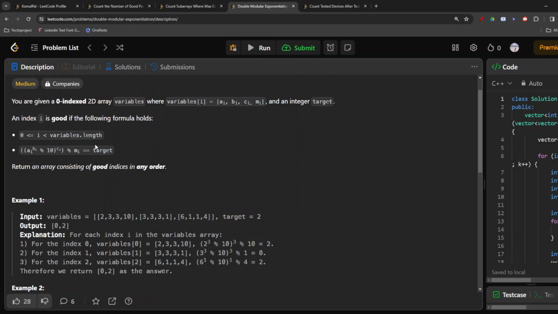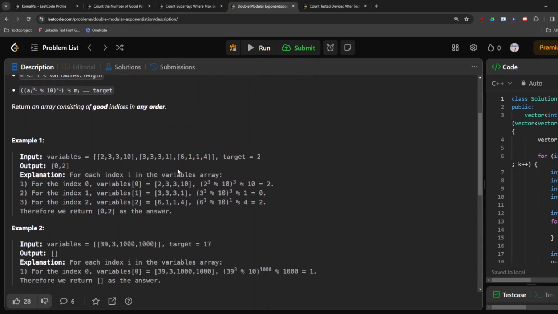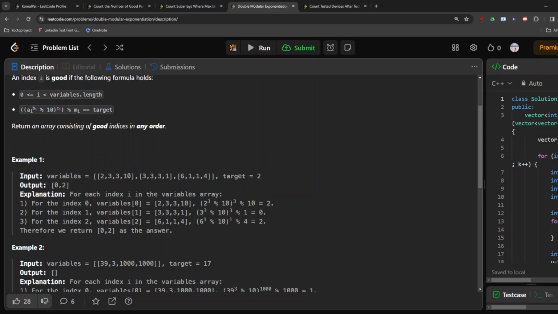So basically good indices refers to when it obeys this rule. Then it becomes a good index. Now in this first example, we are first given this at the 0th index. For index 0, variables[0] equals this vector which is being given to us here, and in that we are required to perform this particular formula.